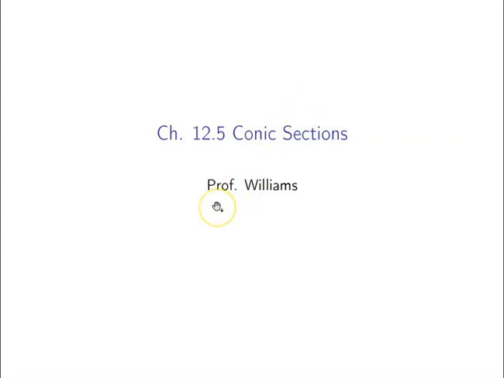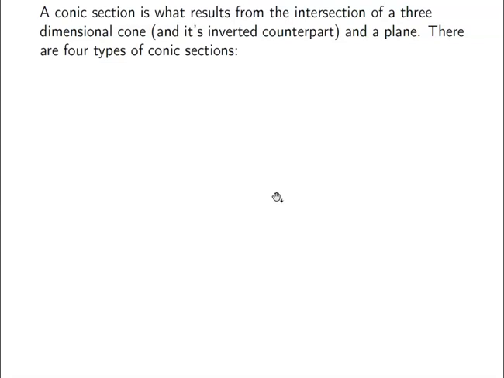So, 12.5, conic sections. Let's go ahead and talk about what a conic section is. A conic section is what happens when we intersect a three-dimensional cone and its inverted counterpart with a plane. There are four types of conic sections: circles, parabolas, ellipses, and hyperbolas.